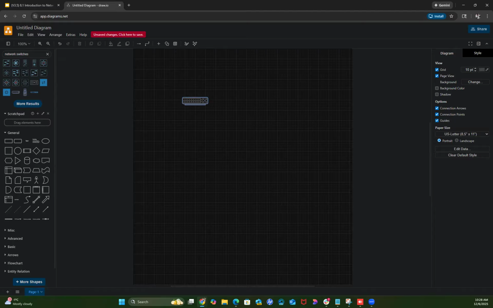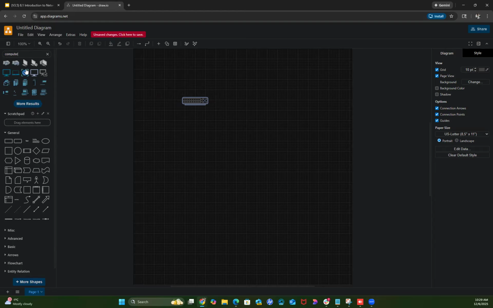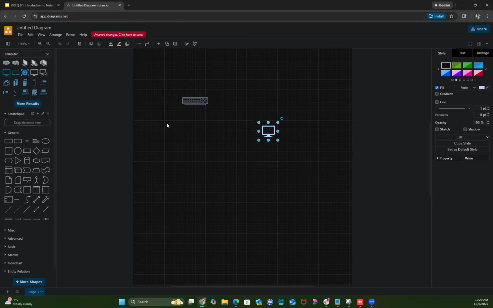And then we make a computer in here, write down computer. Lots of computers are coming. So one computer, two computers.